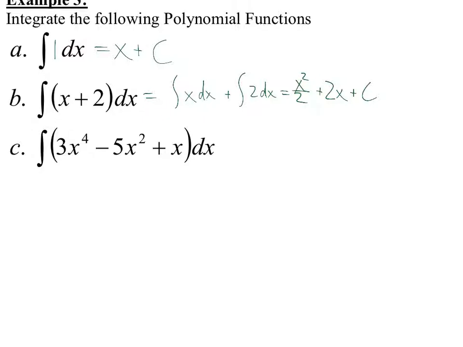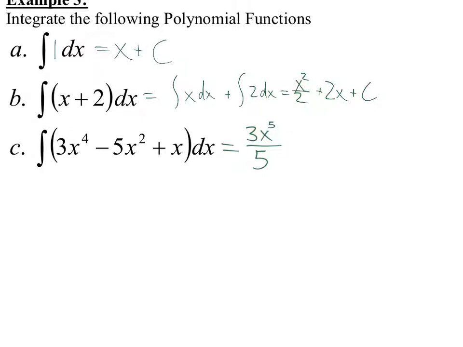Let's try another one here. 3x to the 4th. What's the antiderivative of 3x to the 4th? It's 3x to the 5th over 5. We add 1 to the exponent, so it's to the 5th power, and we divide by the new power.